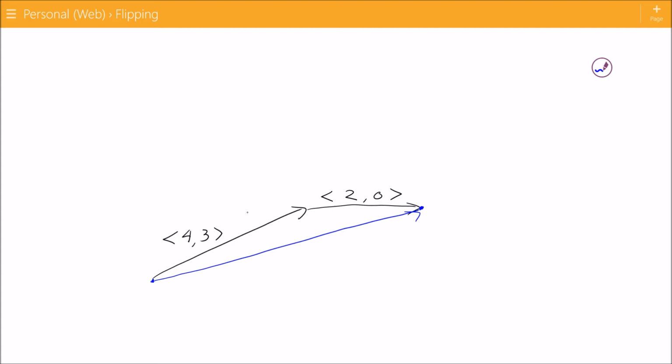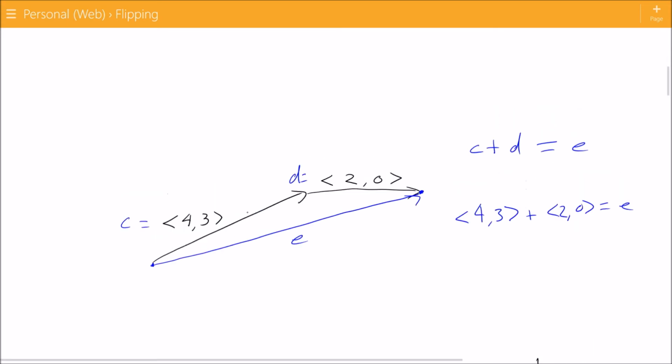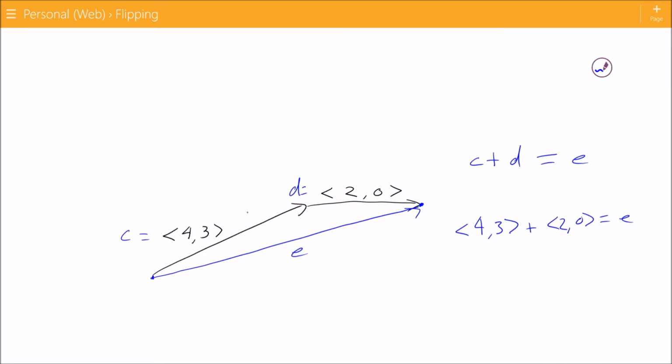In order to add these together, let's say that this is, let's call it vector C. Why not? Okay, and this is vector D. I can just take C plus D, and that would give me my new vector, which I can call E. And that is simply a matter of substituting at this point. I've got 4, 3 plus 2, 0 would give me E.